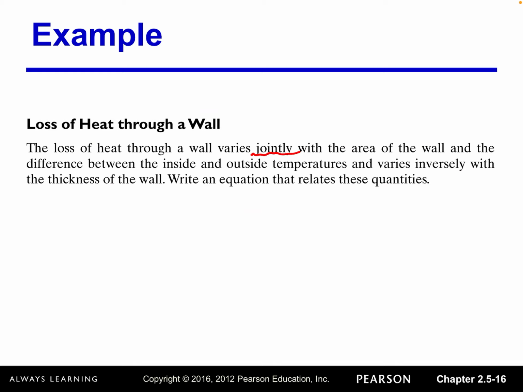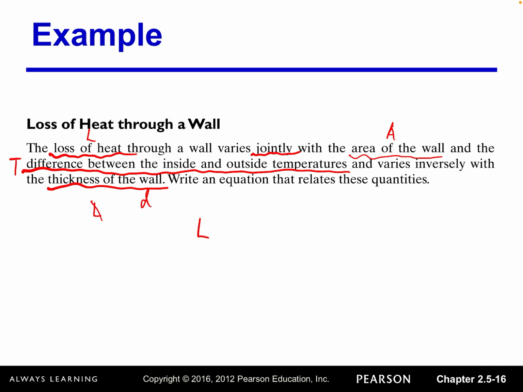So now, first let's denote those variables. If we let L represent the loss of heat, and the area of the wall, we use A to represent. This is L, this is A. The difference between inside-outside temperature, since it's temperature, we use T to represent, and then varies inversely with the thickness of the wall. Thickness, we use D to represent. So now write the equation related to these quantities.